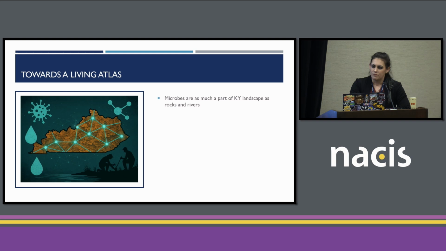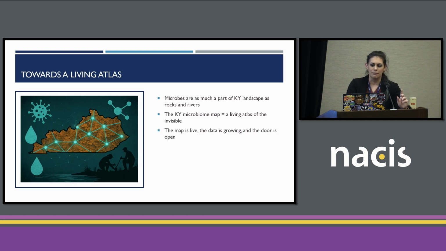So, again, towards that living atlas, microbes are as much a part of the Kentucky landscape and of the landscape in general as our rocks and rivers, but they're invisible, so we don't think about them. And that's what we're trying to do. We made this map to be an atlas of the invisible.